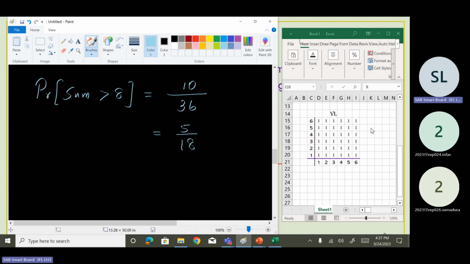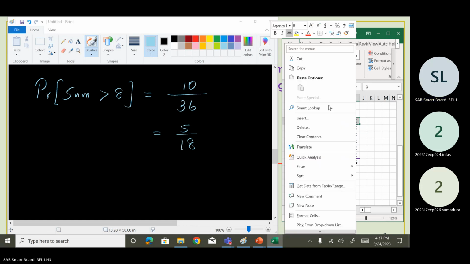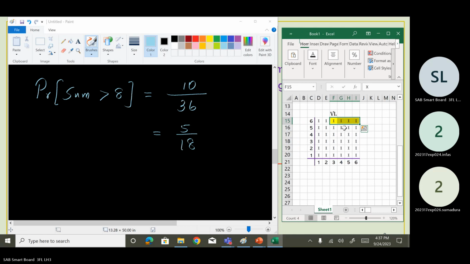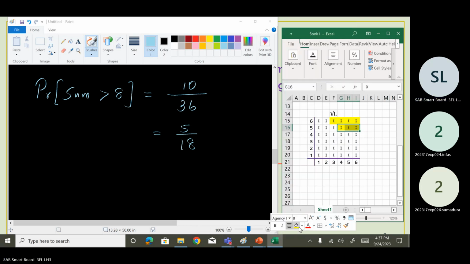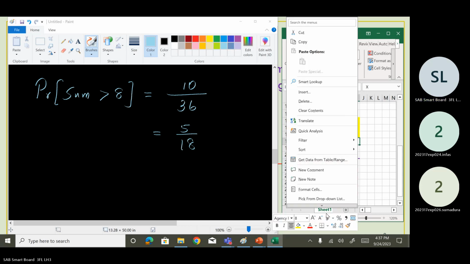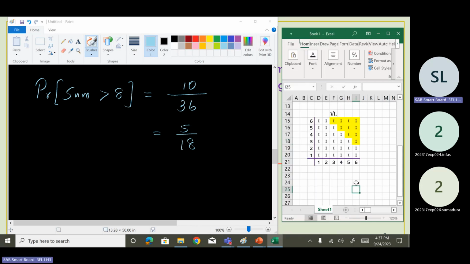So here, 6-4 counted, 3-3 counted, 6-2 counted, and this is counted. So those are the 10 elements counted. 4 here, 3 there, 2 here. More than 8.